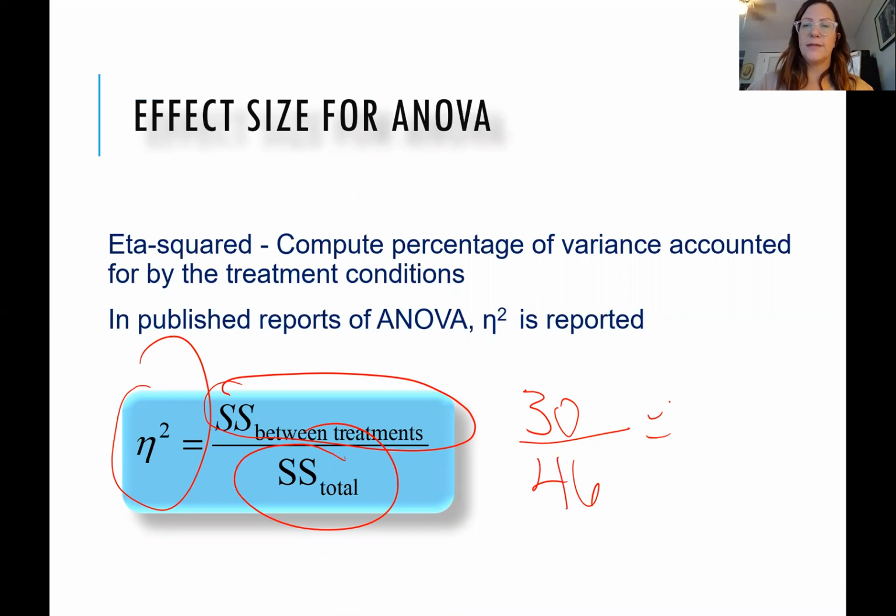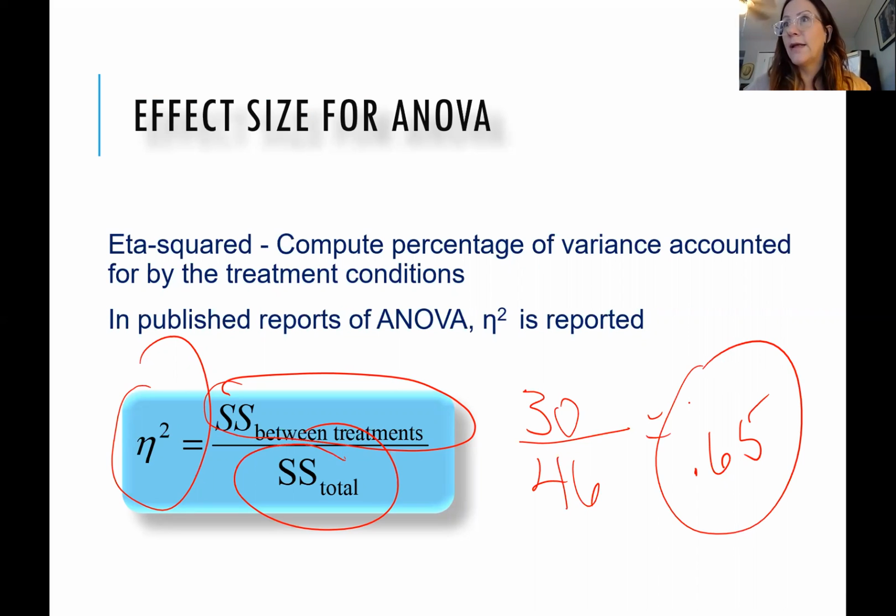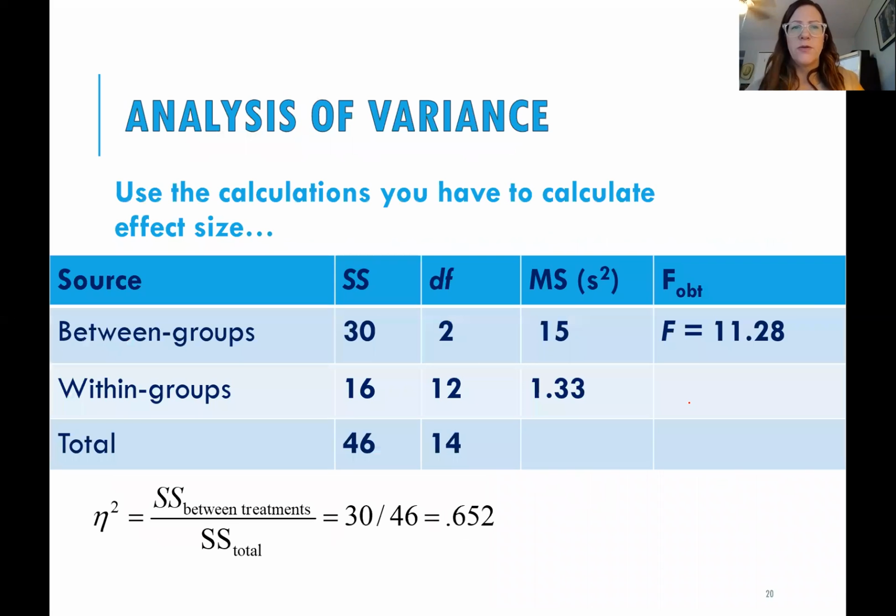it is 0.65. Now remember, eta squared is a measure of the percentage of variance. So you should never be getting anything that's negative, and you should never be getting anything larger than 1, because for percentage of variance, the highest you can get is 100%, which is 1, okay? So now we have our entire table, we have our obtained, we have the effect size, like I just said.